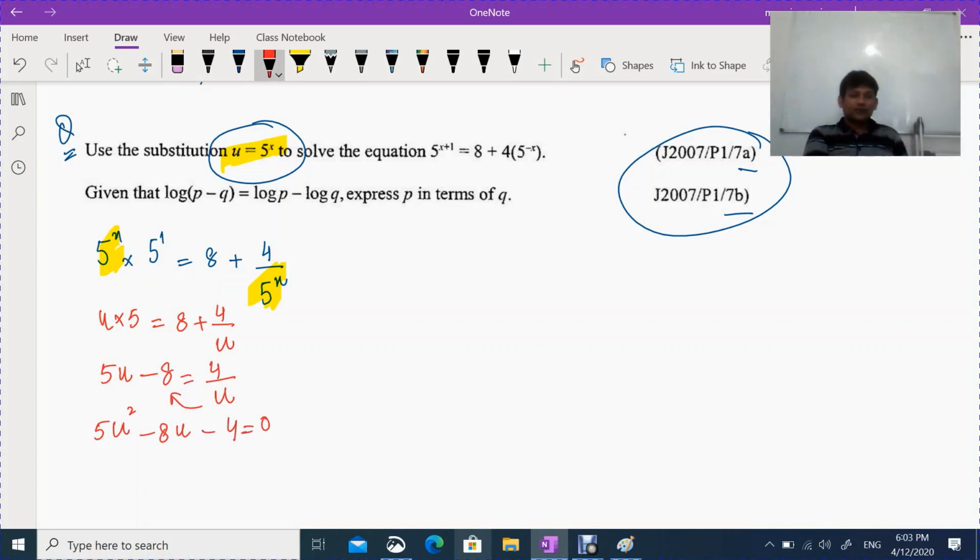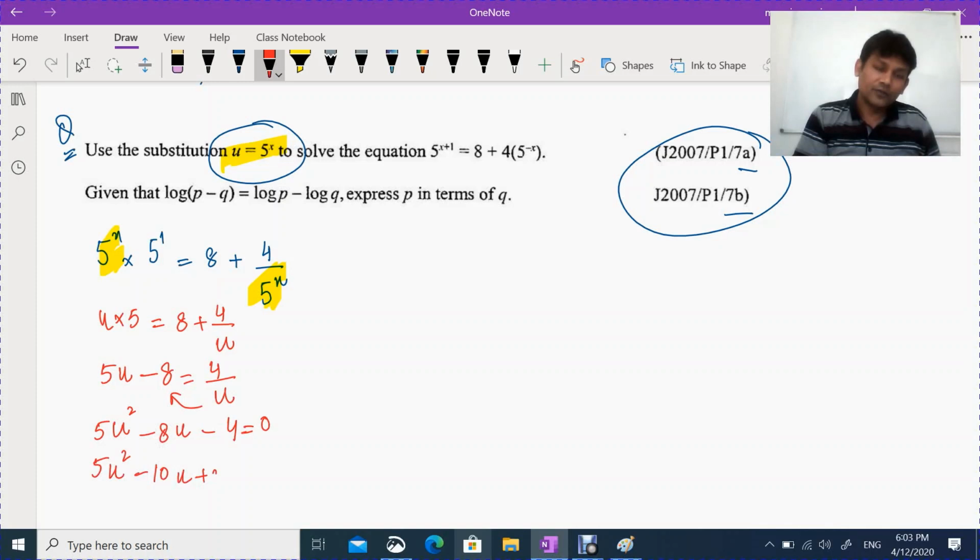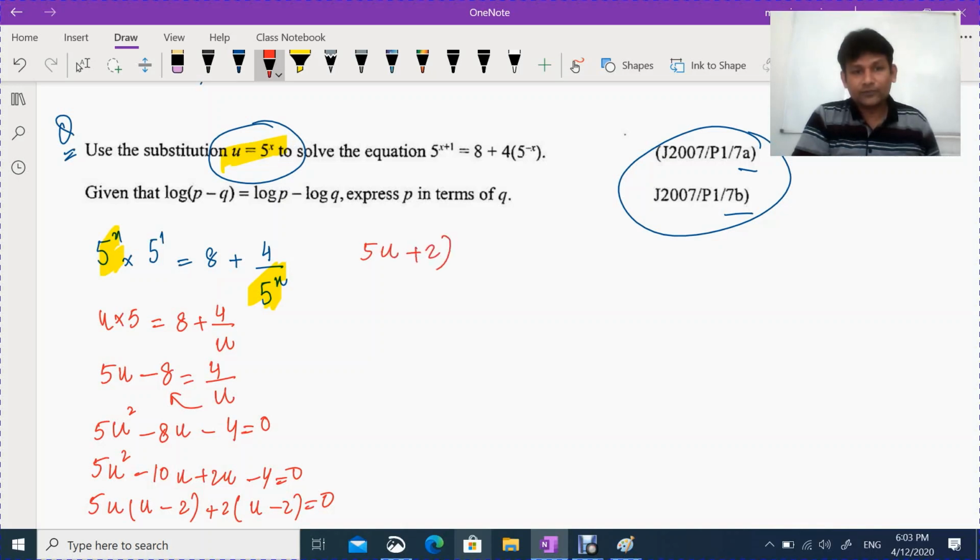Okay, the factors: 5 fours are 20, minus to get 8. So for 20 you can write minus 10u and plus 2u, minus 4. Common is 5u, u minus 2, and 2 is common, u minus 2 equals 0. Okay, 5u plus 2 and u minus 2, we are having two results. So u is equal to minus 2 upon 5 and u is equal to 2.